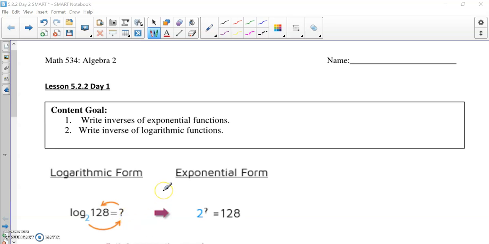Hey guys, welcome to the second day of lesson 522. We're just going to be focusing on finding inverses of exponential and logarithmic functions. It's not really anything new, but this is just going to be kind of the sole focus of today.